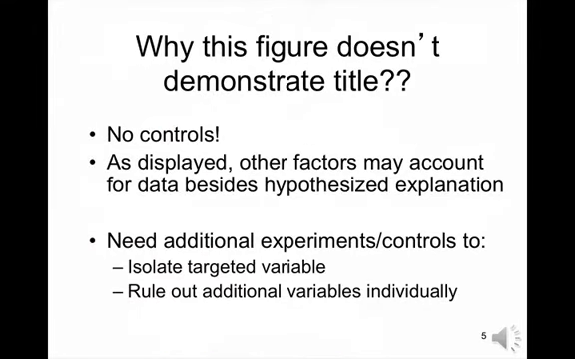So why doesn't this figure demonstrate the title? The main thing is there's very little control. As displayed, other factors may account for the data besides the hypothesized explanation. That is, the gene may be changed by other factors than the glucocorticoids. So we need additional experiments or controls to isolate the targeted variable, that is, the glucocorticoid regulation of the mRNA, and rule out additional variables individually, so other factors that could change the mRNA levels.